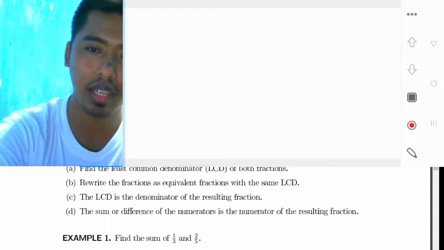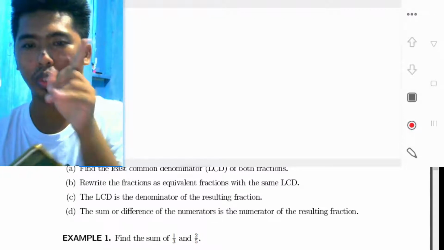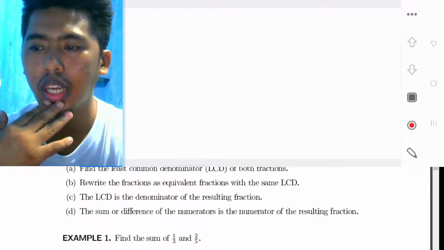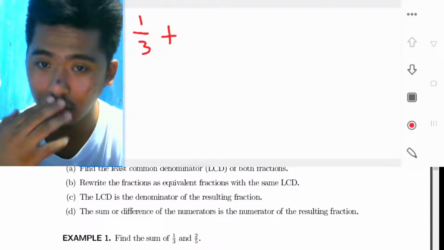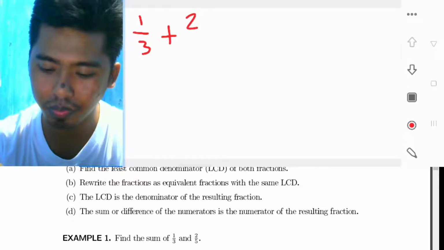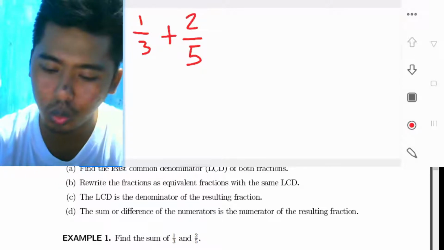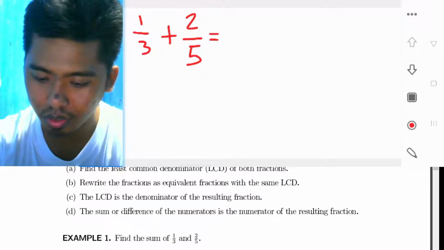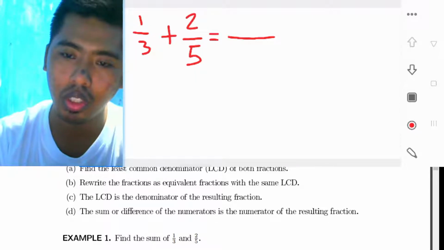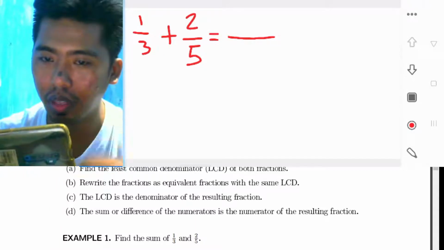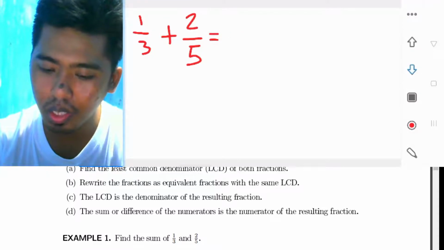Find the sum of 1/3 and 2/5. So we have 1/3 plus, since it is a sum, addition, 2/5. Look at our denominators, 3 and 5. Let's find the LCD of 3 and 5. The LCD of 3 and 5 is 15. That is the least common denominator. So 15 divided by 3 becomes 5, and 15 divided by 5 becomes 3.